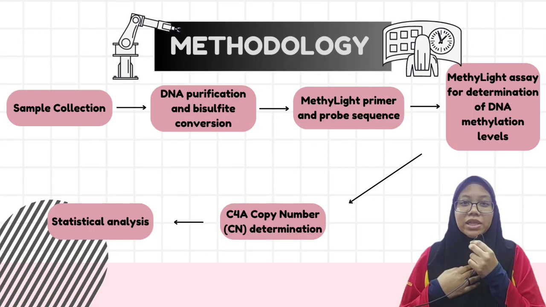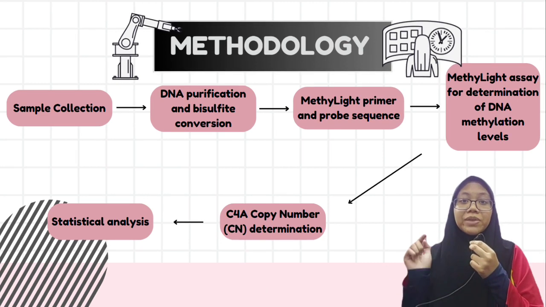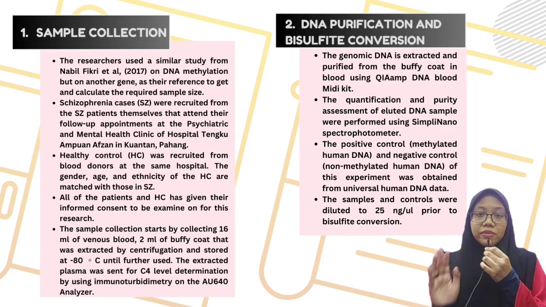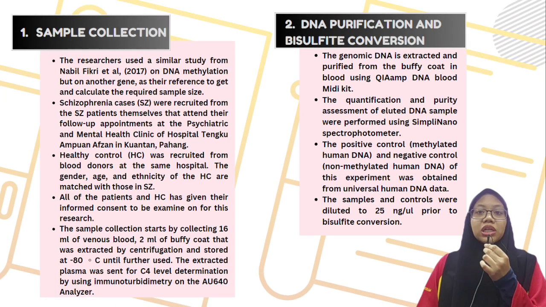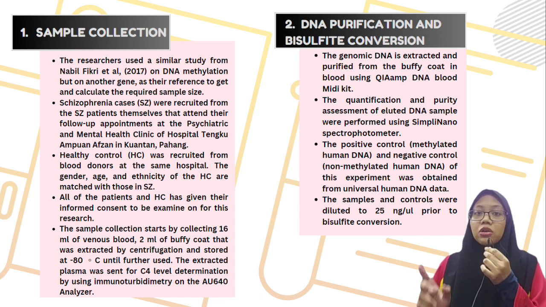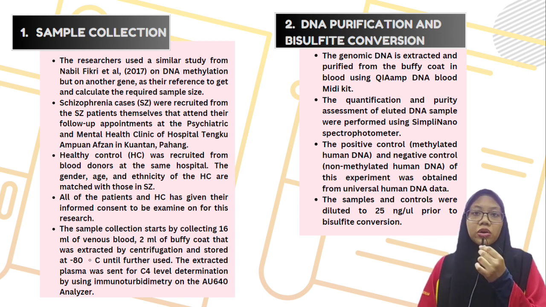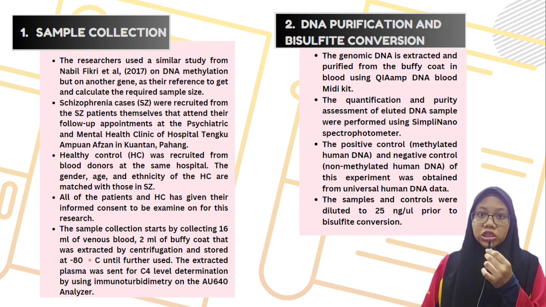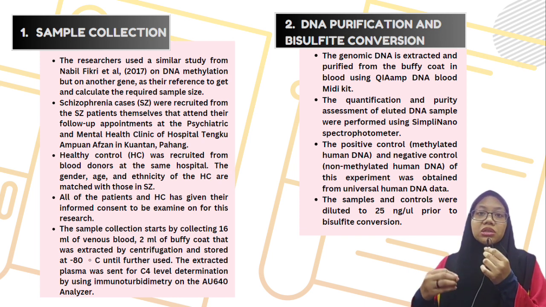Thank you. My name is Nur Hazika binti Abdurrahman, and I will be explaining the methodology that was performed in this research. The first step is sample collection. The sample collection starts by collecting 16 ml of venous blood, 2 ml of Buffy-coat that was extracted by centrifugation, and the extracted plasma was sent for C4 level determination.